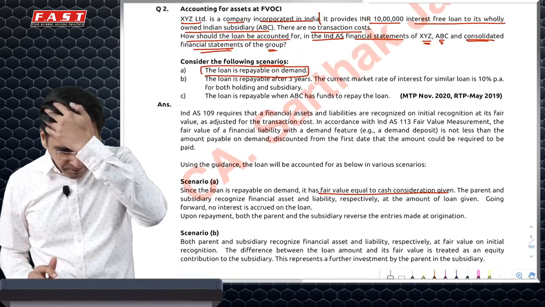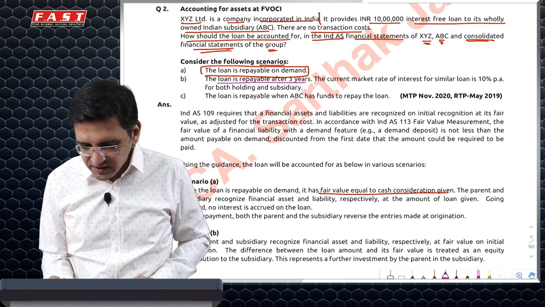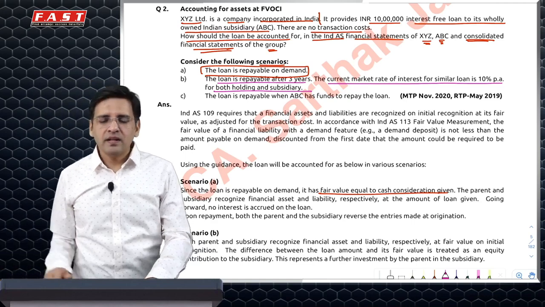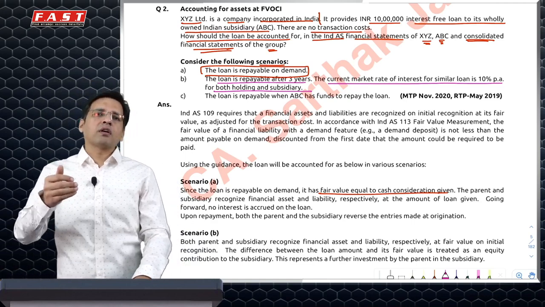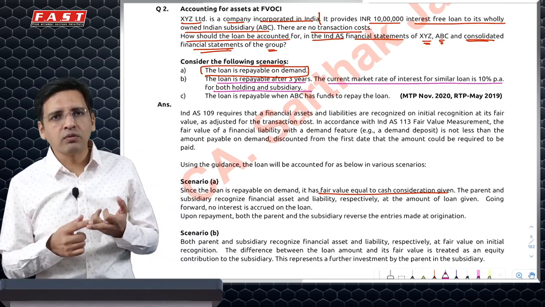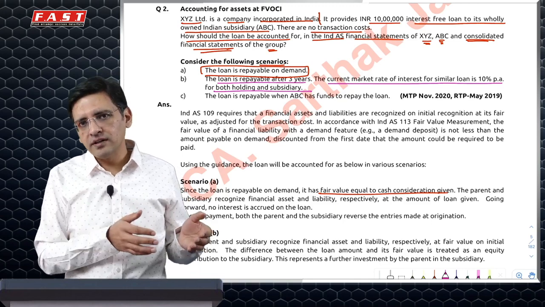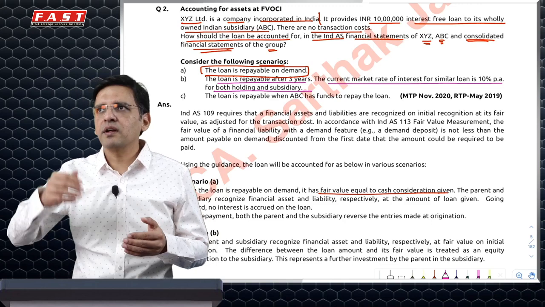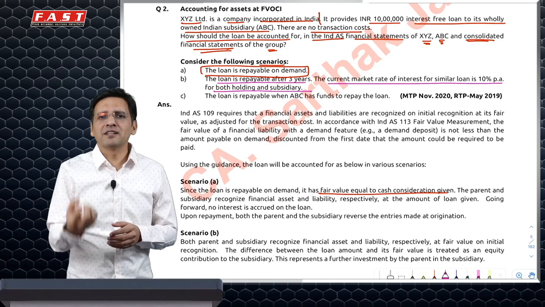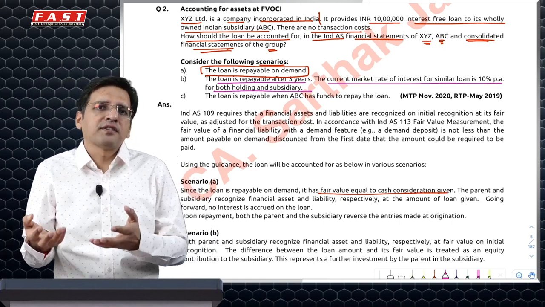So in this particular case, we can simply say that fair value will be equal to the cash consideration given. That's about it. The more interesting part would be the second one, where it says the loan is repayable after 3 years. Current market interest rate is 10% per annum for both holding and subsidiary. That means what you have given is not at fair value. In such a case, we use the market rate of interest to discount the future cash flows which we are expecting to receive, to calculate the year 0 fair value. In this case, we will discount 10 lakh at 10% for 3 years, and we will get the present value, which will be lesser than 10 lakh rupees. The difference is an extra benefit which the parent is giving to the subsidiary.